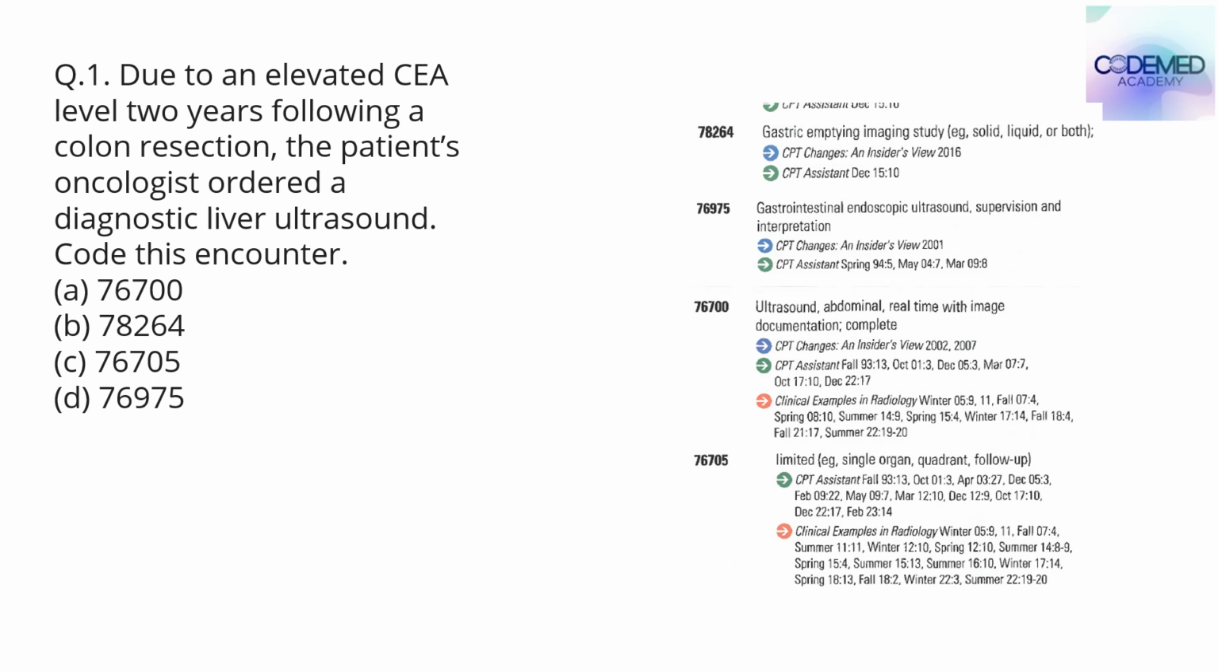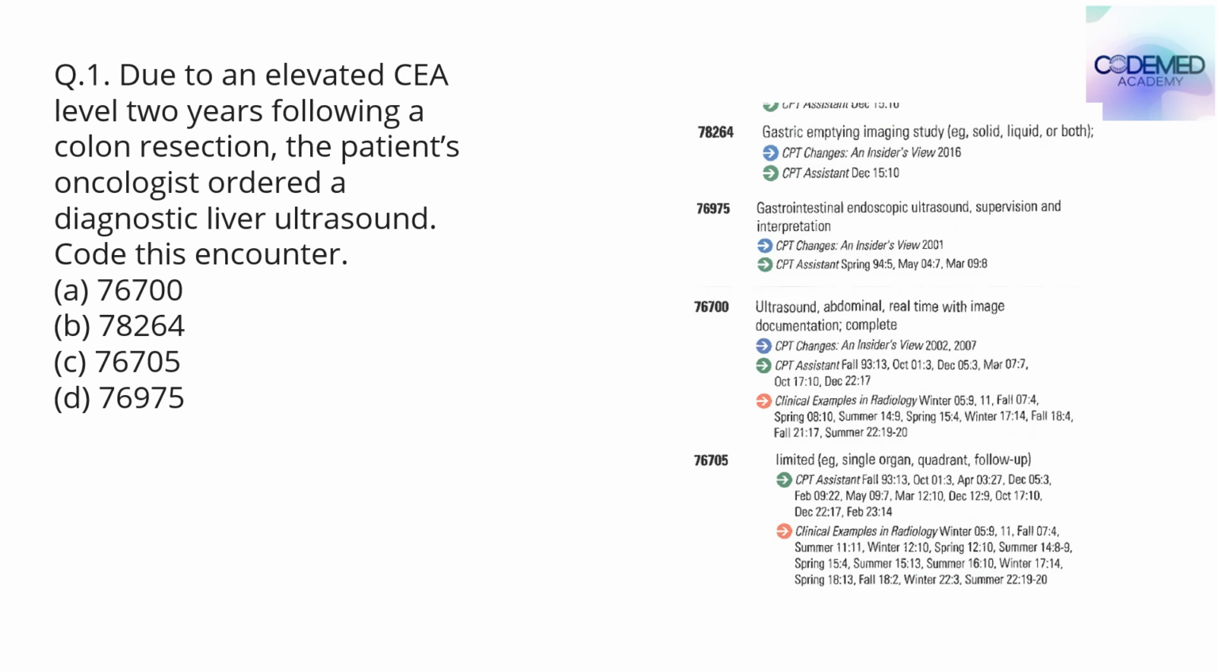Due to an elevated CEA level, 2 years following a colon resection, the patient's oncologist ordered the diagnostic liver ultrasound. Code this encounter, and we have the following codes. So if you look at the code 76975, it is a gastrointestinal, but it is an endoscopic ultrasound. In our case, they haven't used the word endoscopic, so we cannot use the code. The 76705, it is a limited ultrasound, and 76700, it is the complete ultrasound.